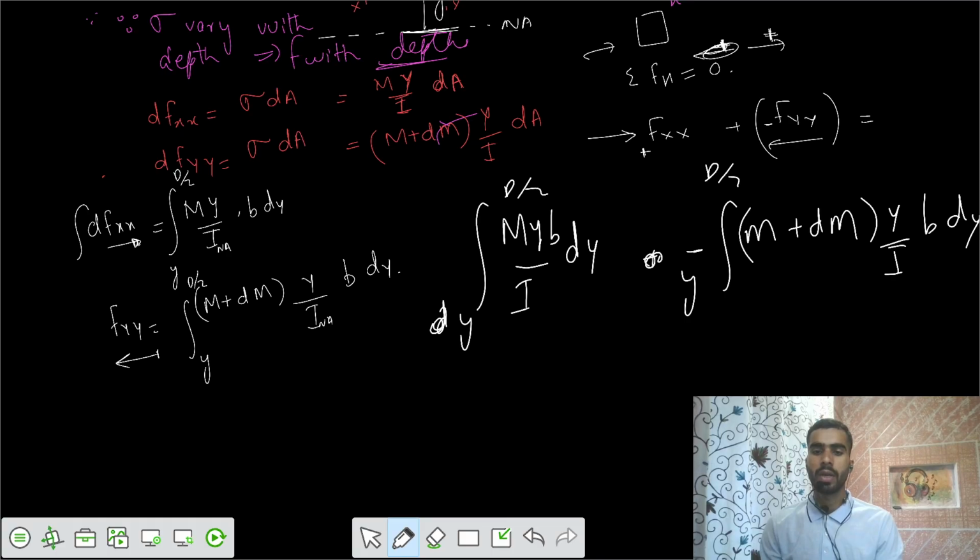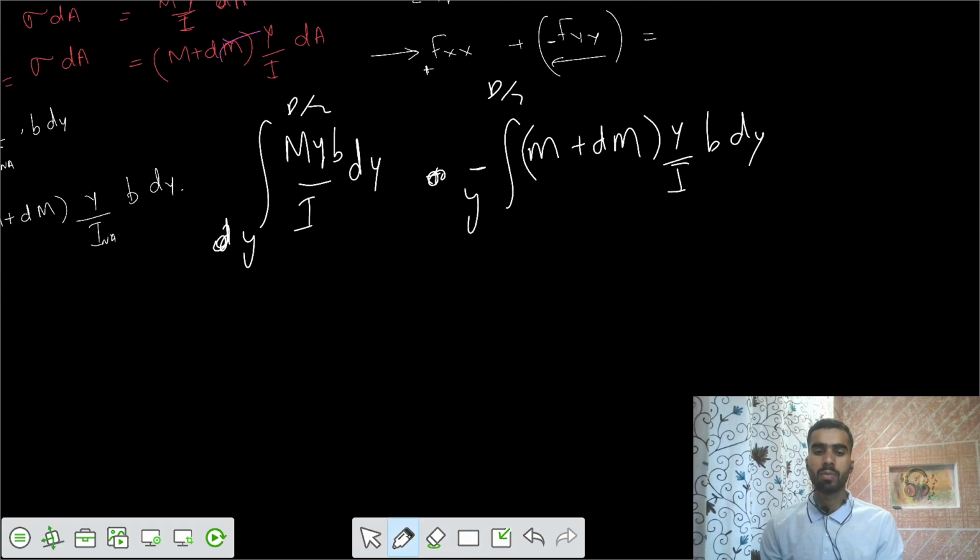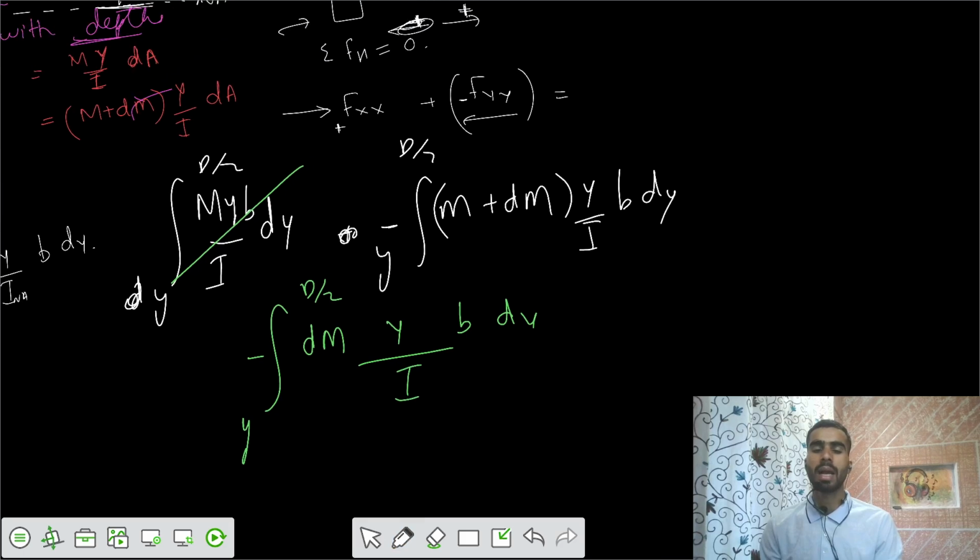Similarly, we have two terms that are common, and you can subtract those because they are the same values. We can subtract that, so we are left with the integral of dM y b dy by I, with limits from y to d by 2. So there is a net unbalanced force.